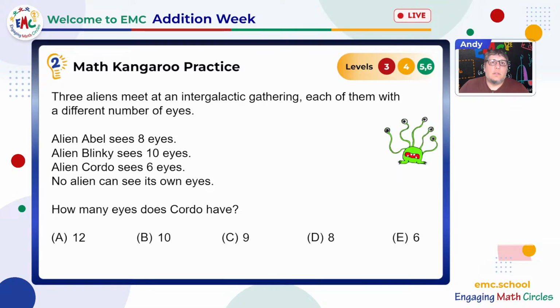So no alien can see its own eyes, even though they might be on those noodly appendages there. So how many eyes does Cordo have? Well, let's draw another diagram. We've got Abel, Blinky, and Cordo. Cordo sees 6. So A plus B is equal to 6.